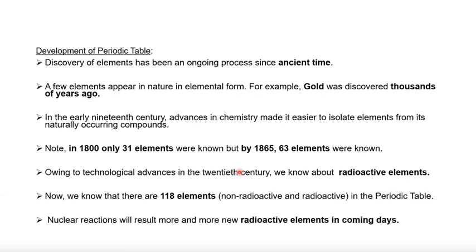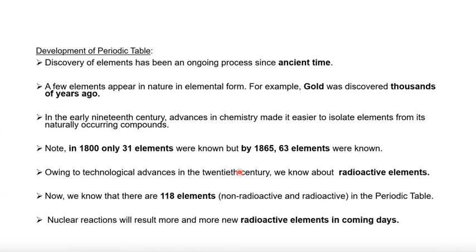Okay, we go to the periodic table. We have finished atomic structure. Now we are talking about the periodic table. How we developed it is just a history of development of the periodic table. People have been looking for elements, and it is an ongoing process from ancient times.